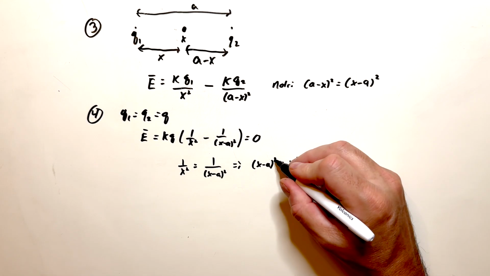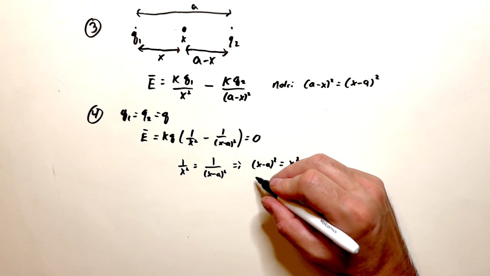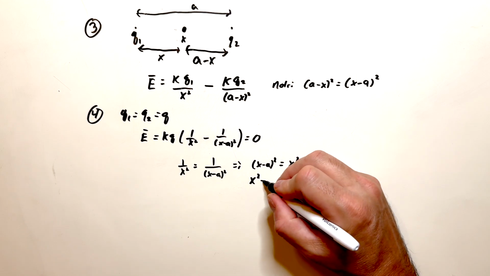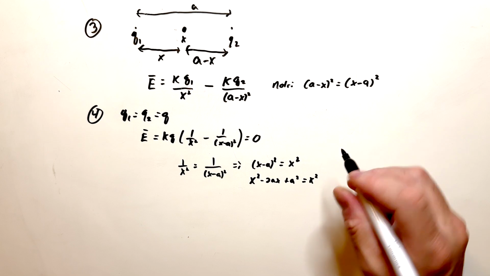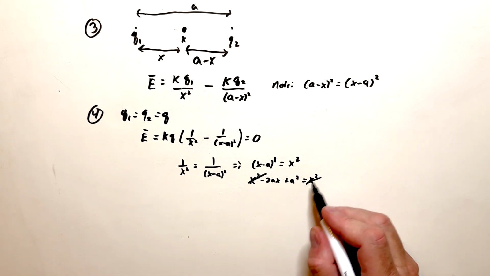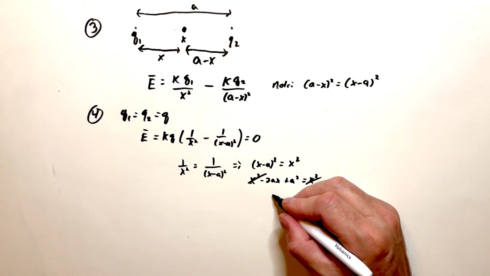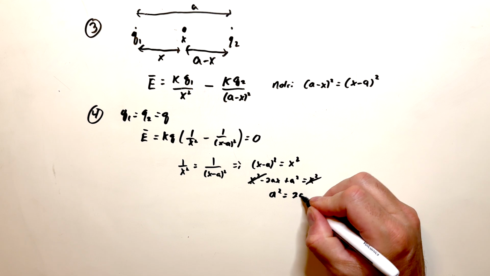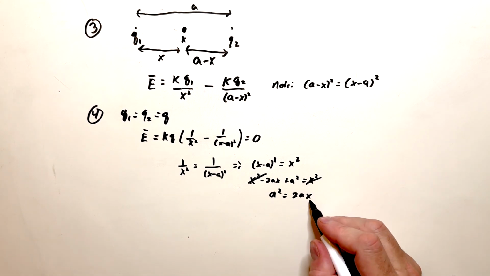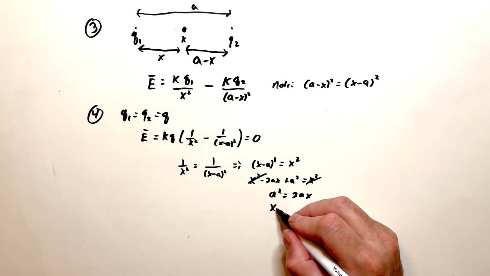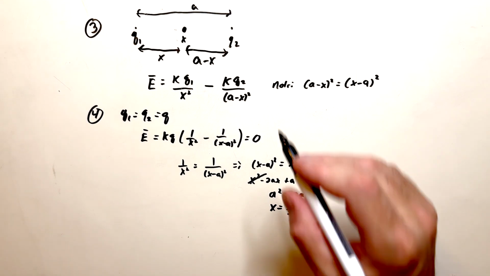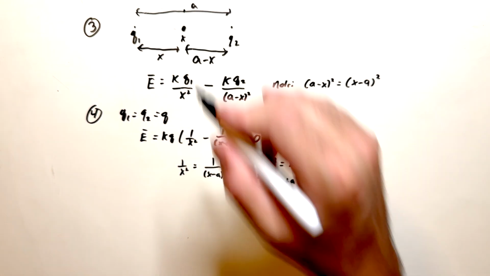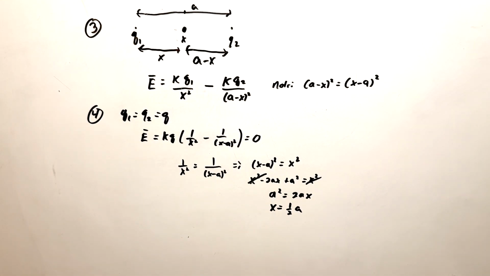Okay, so let's expand this square. That gives me x squared minus 2ax plus a squared equals x squared. The x squared terms just cancel, and we're left with a squared equals 2ax. Solving for x gives x equals 1/2 a. That's not surprising, that the force exactly cancels right in the middle if Q1 is equal to Q2.